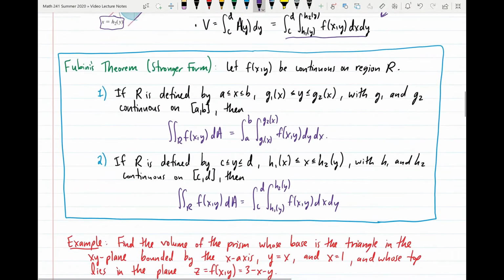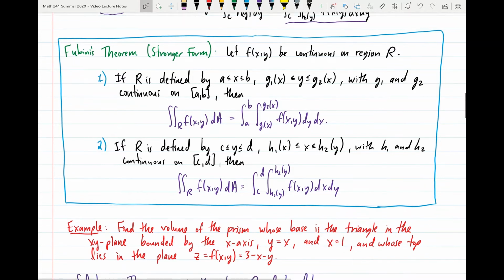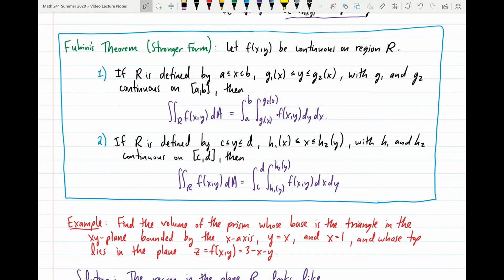Okay, and this leads us to the big theorem for section 15.2. If you recall from section 15.1, we had a theorem called Fubini's theorem that said that we could interchange the order of integration over rectangular regions as long as our function was continuous. And now we're going to have a stronger form of Fubini's theorem for general regions in the plane. So if we let f of x, y be some continuous function on a general region R in the plane, then we have these two facts here.